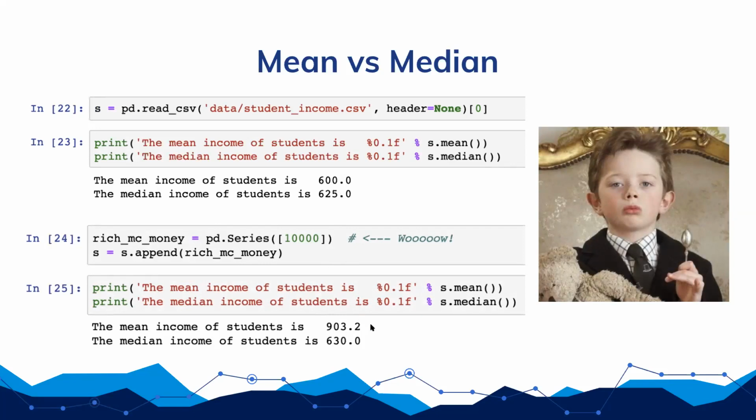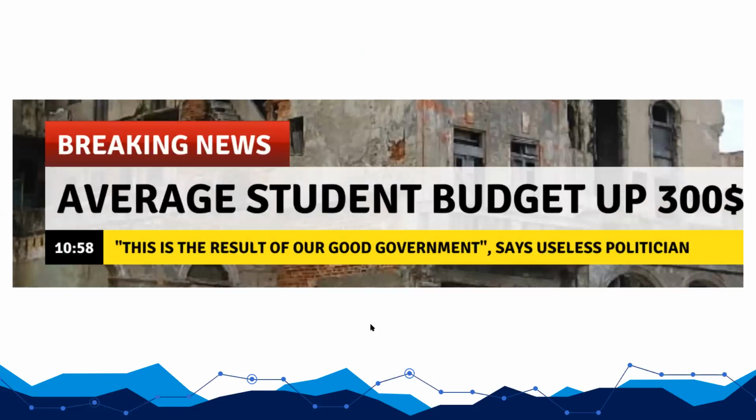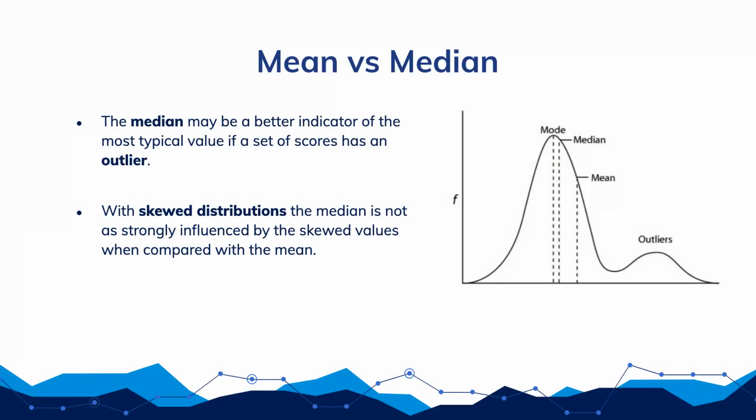So what's the consequence of this? Things like this: journalists doing shoddy jobs, saying "average student budget up 300." "This is a result of our good governance," says this politician. So it's really important to understand the difference between median and mean and why you should use one instead of the other. A median may be a better indicator of the most typical value if a set of scores has an outlier.